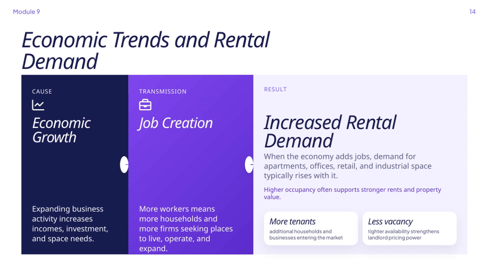Higher occupancy rates tend to support stronger rents and boost property values. Essentially, more tenants mean more households and businesses entering the rental market, while less vacancy creates tighter availability. This puts landlords in a stronger position to set higher prices. So, when the economy adds jobs, the demand for apartments, office spaces, retail locations, and industrial facilities typically rises alongside it. This relationship is fundamental to understanding how rental markets respond to wider economic conditions.